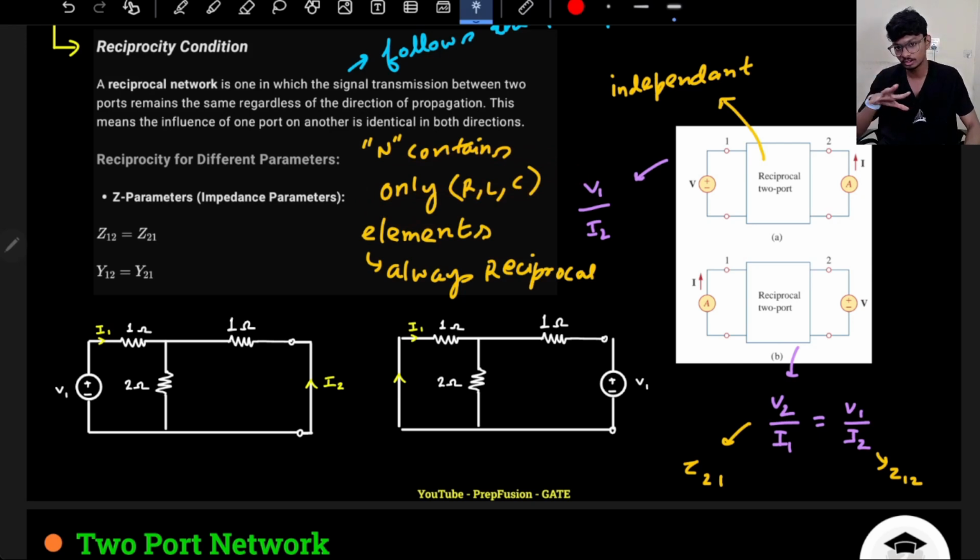So let's say you have to find the Z parameters, and you see the network has only resistive, inductive or capacitive elements. Then just find Z12. You don't have to find Z21. You can directly say that Z12 will be equal to Z21. So that part is saved. You can save calculation time if you know this.